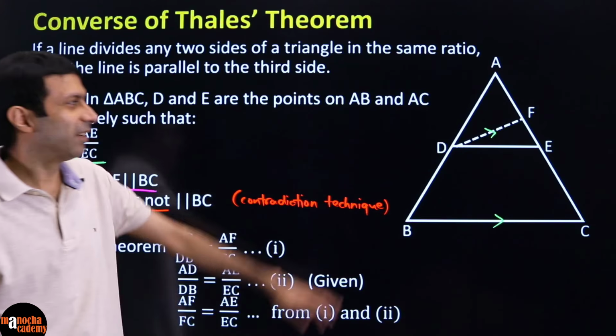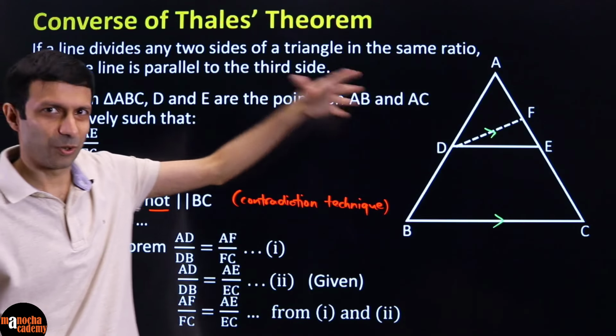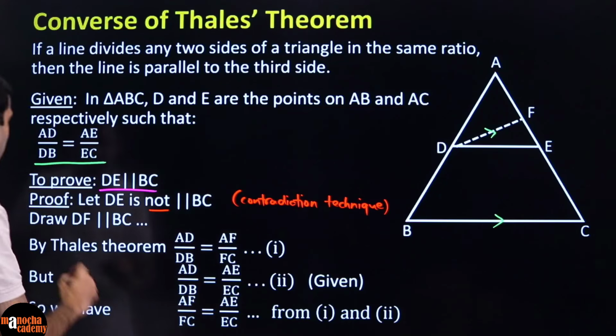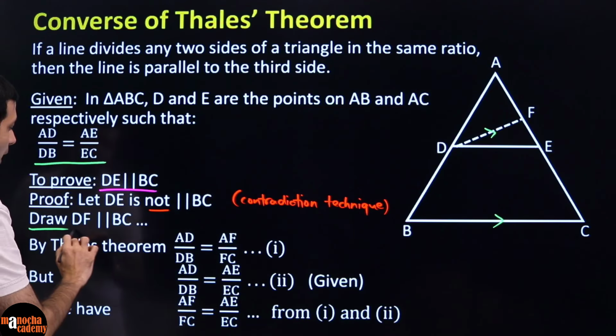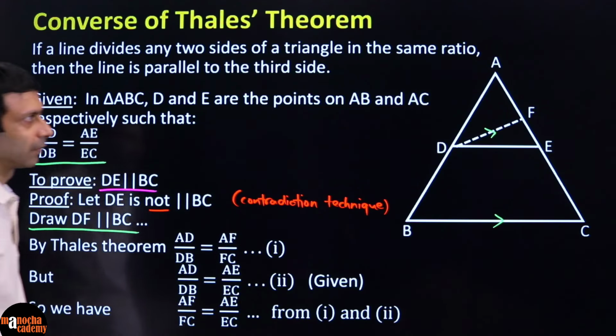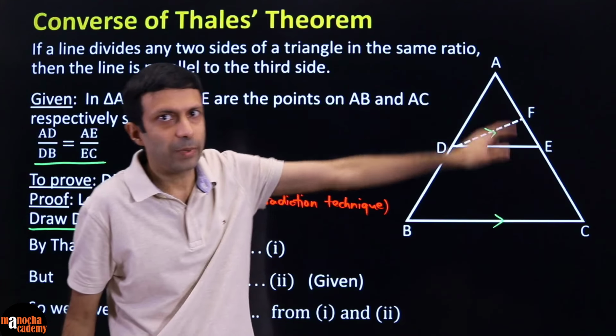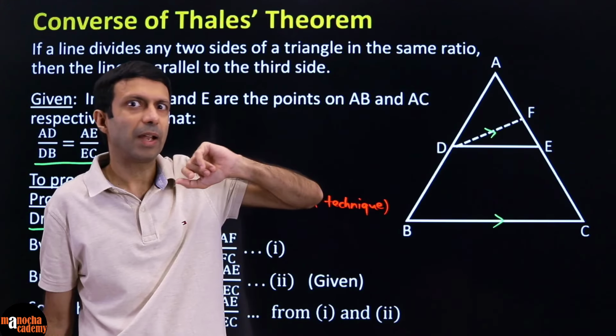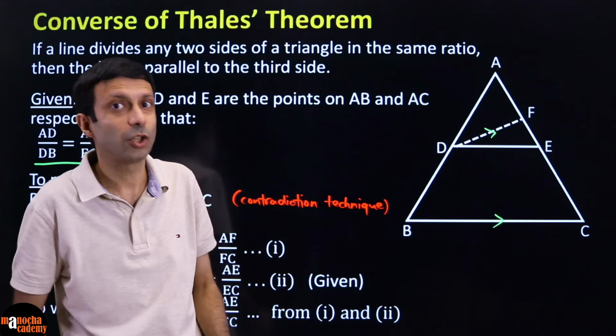I know it looks crazy. DF doesn't look parallel to BC, but we're going to take it, right? So this is a crazy technique where we draw another line which is parallel to BC. Now if DF is parallel to BC, that means I can apply Thales Theorem on it. What did Thales Theorem say?